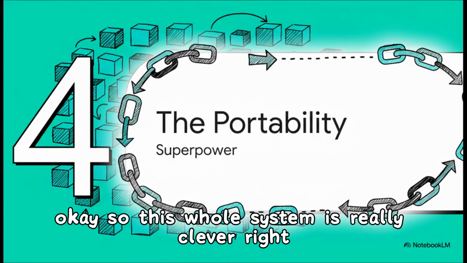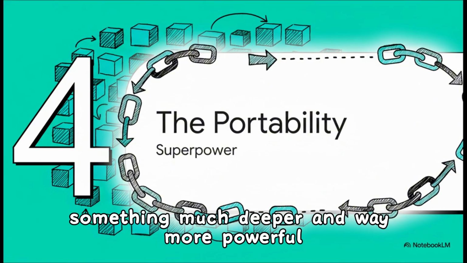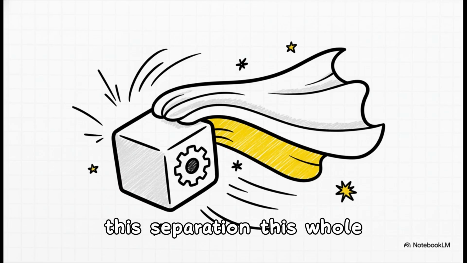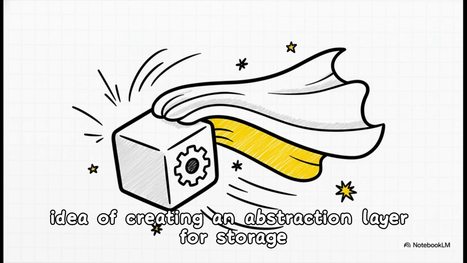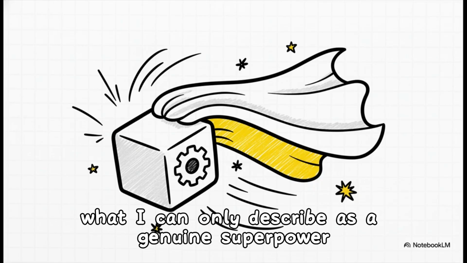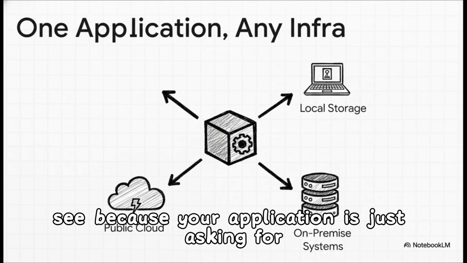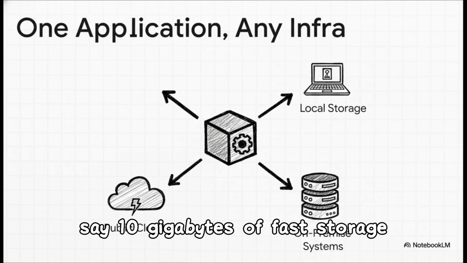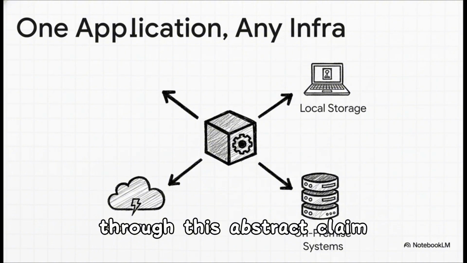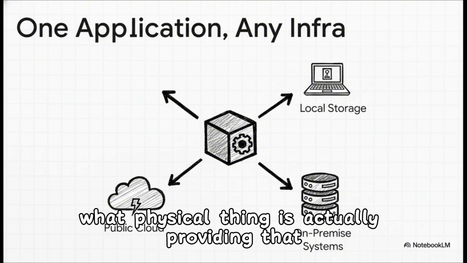Okay, so this whole system is really clever, right? It totally solves our data persistence problem, but there's something else going on here, something much deeper and way more powerful. This separation, this whole idea of creating an abstraction layer for storage, well, it unlocks what I can only describe as a genuine superpower for your applications. See, because your application is just asking for, say, 10 gigabytes of fast storage through this abstract claim, it doesn't need to know or care what physical thing is actually providing that storage.